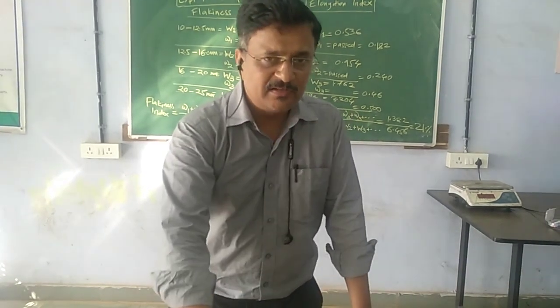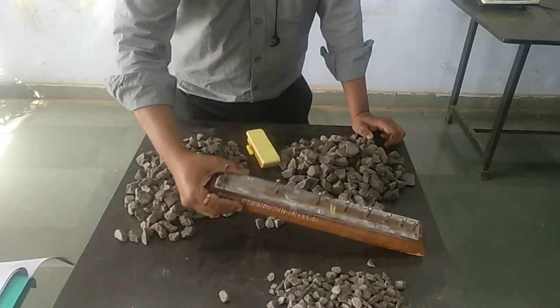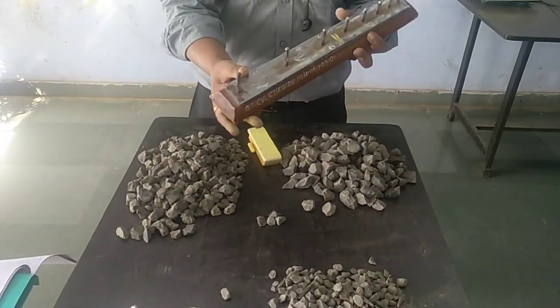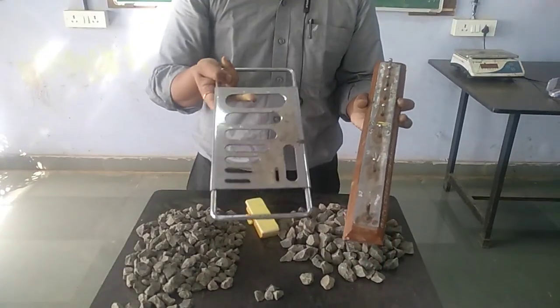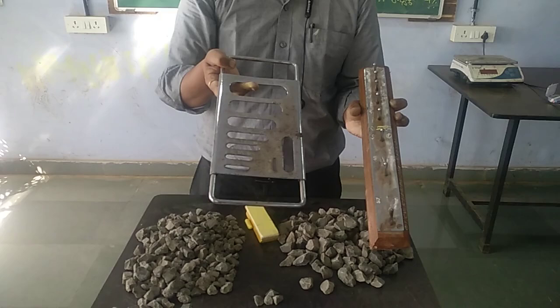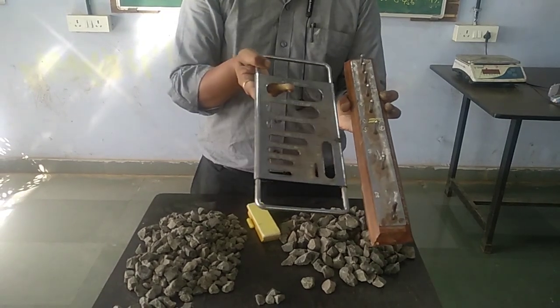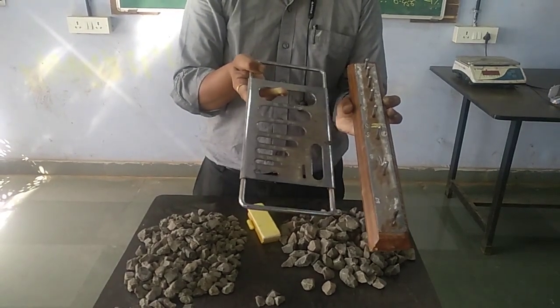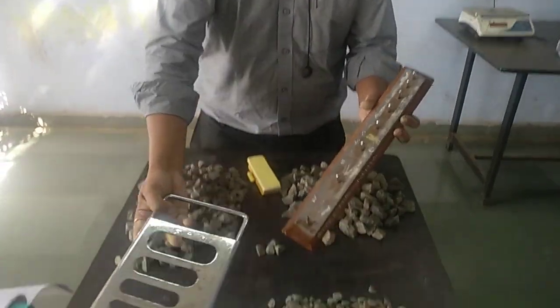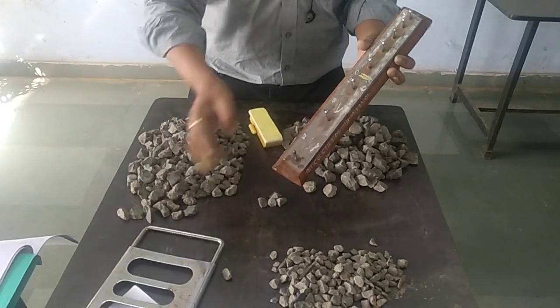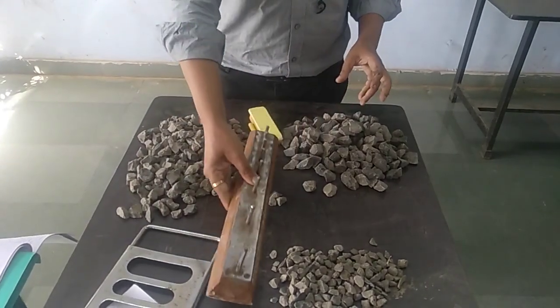Now these are the two gauges we have used. This one is for the elongation index and this one is for the flakiness index. Both tests are together called the shape test of aggregates. Right now we have covered all four experiments related to aggregates. Okay, thank you.